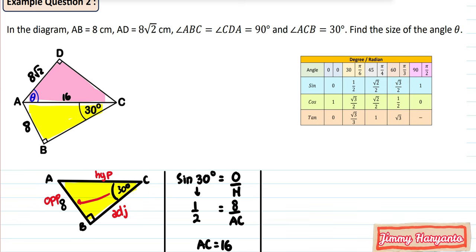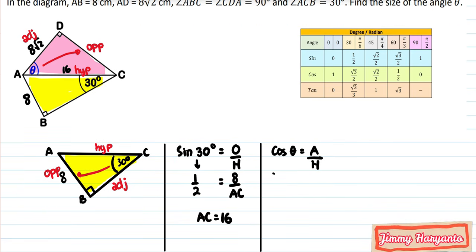Look at this triangle. I don't want to draw it again, so let's reuse it. This one is the opposite, this one is the hypotenuse, and this one is the adjacent. Okay, so we know adjacent and hypotenuse. I think we have to use cos. Yeah, so cos theta equals A over H.